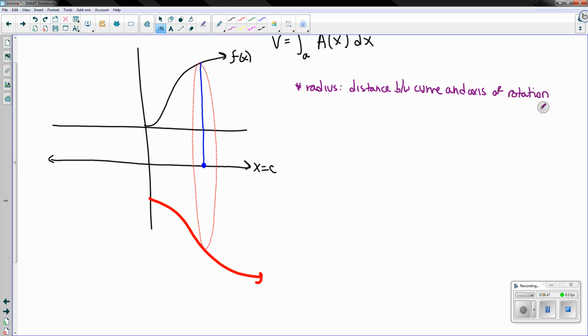And we have learned how to find the distance between two curves. We're just going to take top minus bottom. So in this case, our radius is going to be the top function, f of x, minus the axis of rotation, which is a constant function. Oh, sorry, this should be y equals c, not x equals c. Minus some constant function c. Make sure you know how to calculate the distance between these two curves.